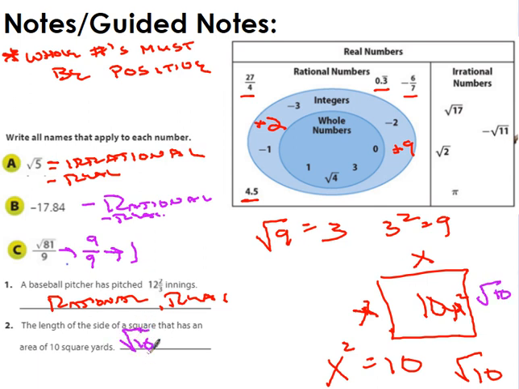Well, the square root of 10, do I know the square root of 10? And the answer is no. I can estimate what it is, but the square root of 10 is a decimal that goes on forever and doesn't repeat. It's an imperfect square, which means it's an irrational number. But it's also a real number.